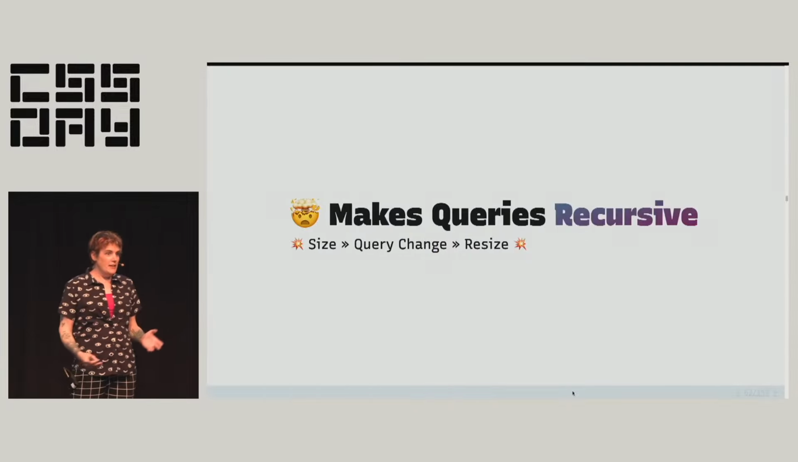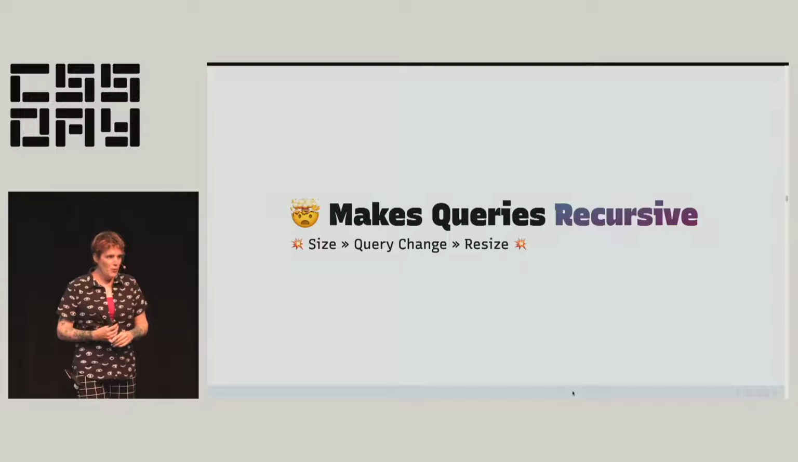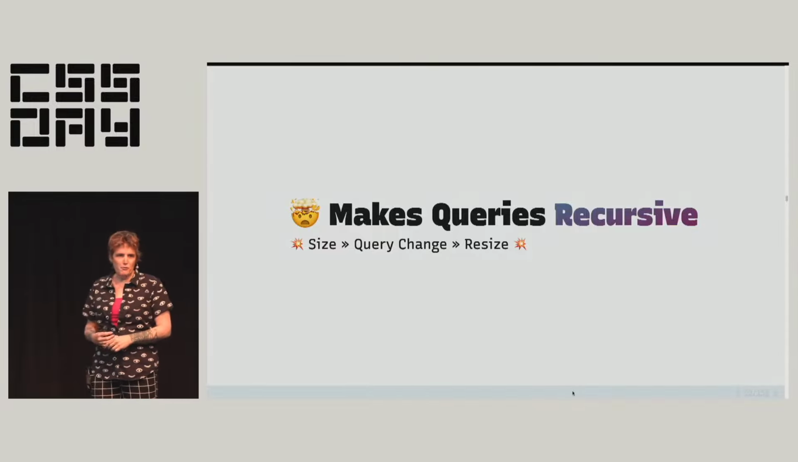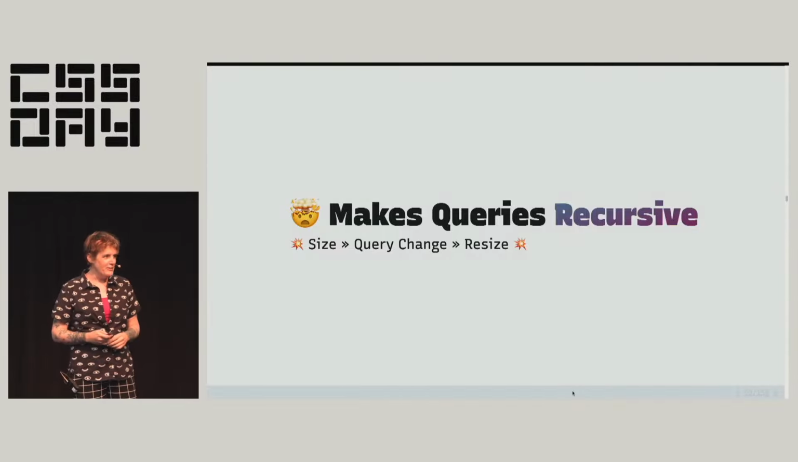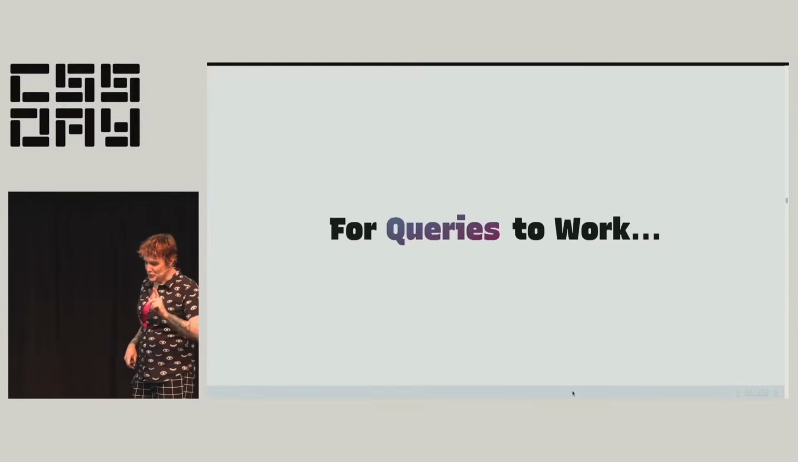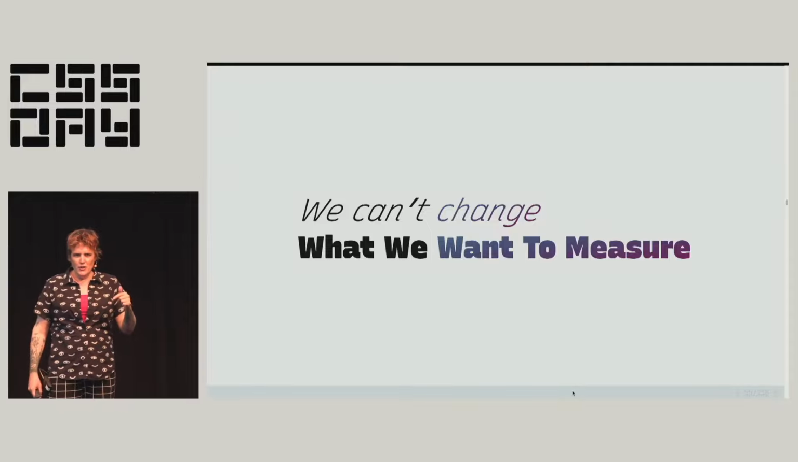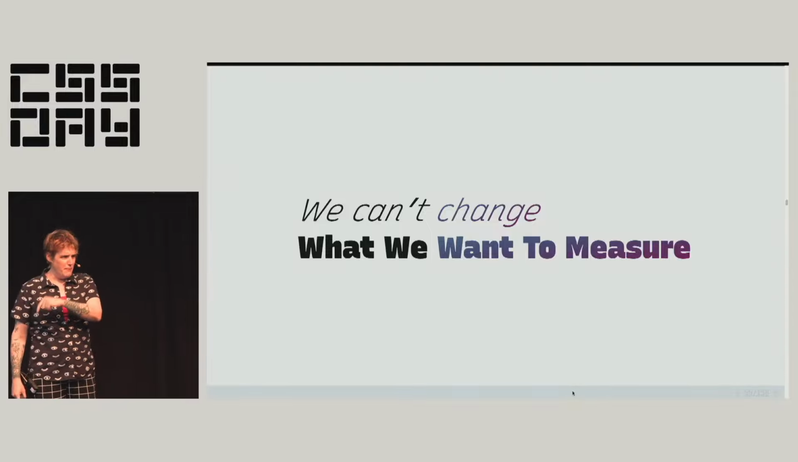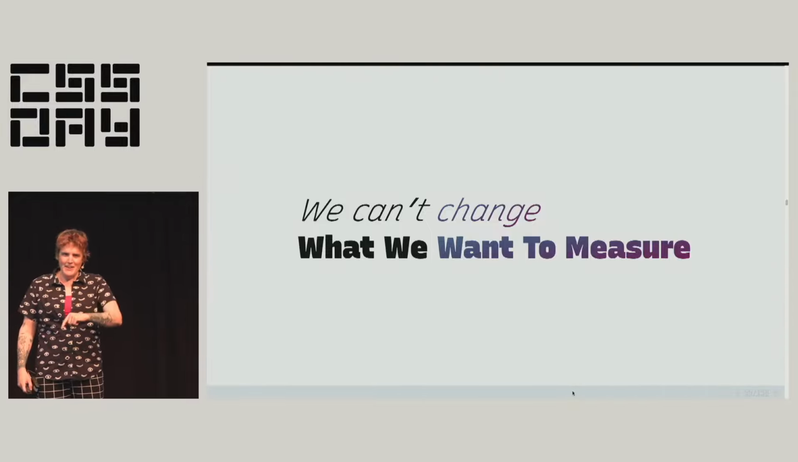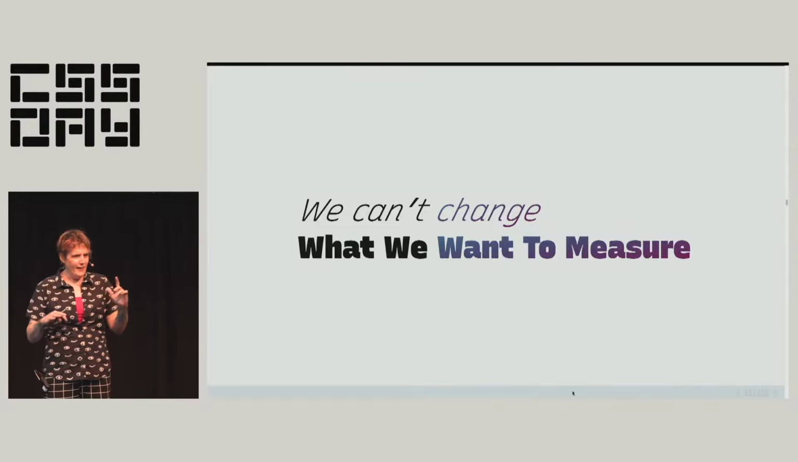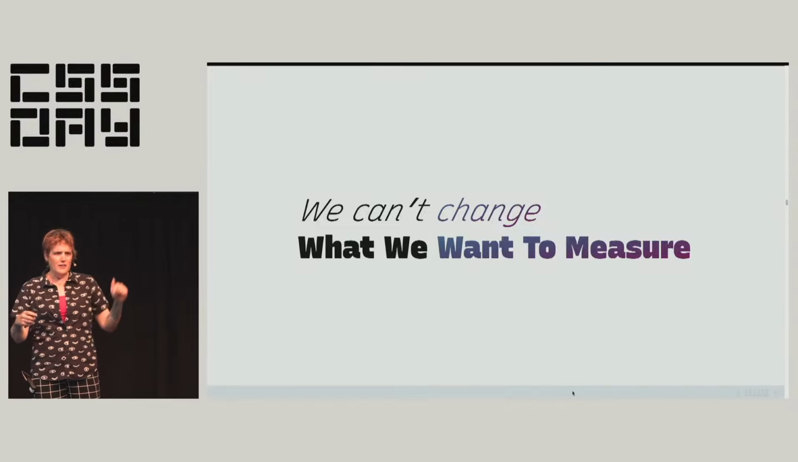And it's what makes container queries impossible. We won't be able to do them because of normal flow. We've already shipped them, but we won't be able to. Because for queries to work, we can't change the thing that we are trying to measure. That's pretty fundamentally broken. If we can measure a thing and then change it and then we try to measure it, it's going to break.